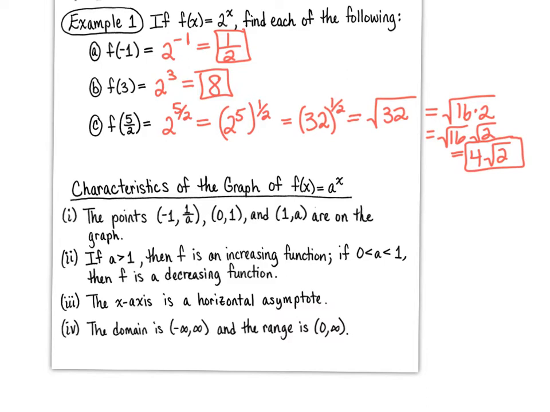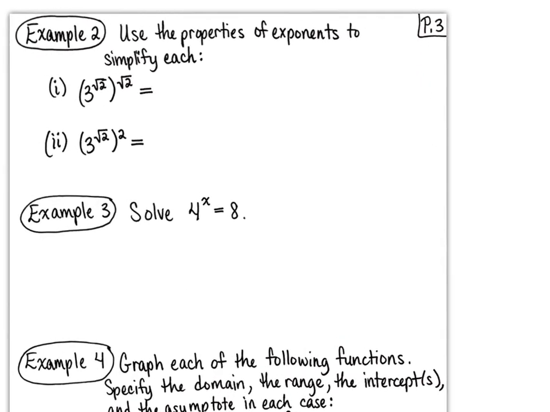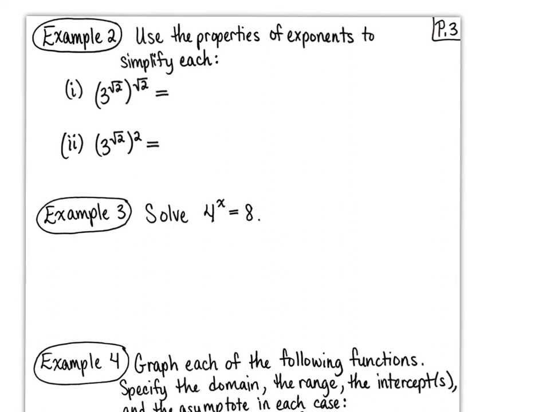Okay? So those are characteristics just pointed out as an observation. We've already done that by looking at the graph. What questions do you have? Okay. So now we're going to use the properties of exponents to simplify each of the following. What will we do with part 1? You have 3 raised to the square root 2 raised to the square root 2. What's that? Very good. It's 3 raised to the square root of 4. Good. And 3 squared is? 9. Good. Very good.